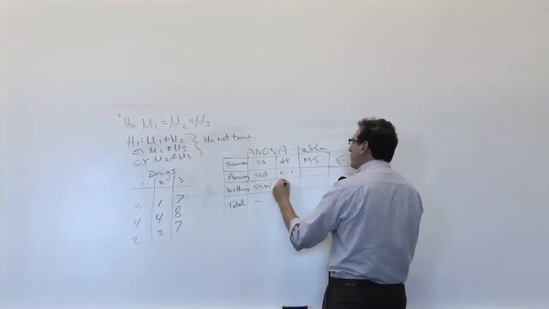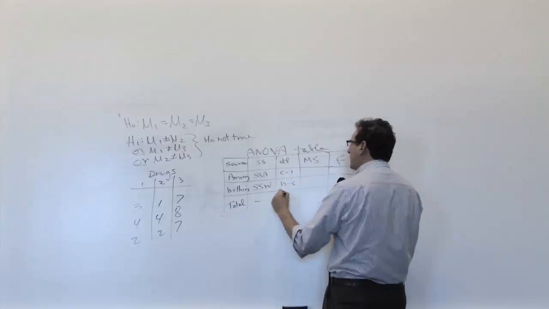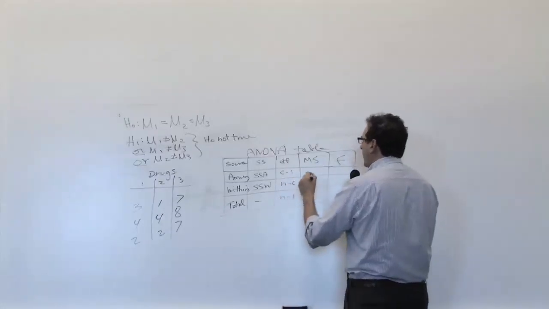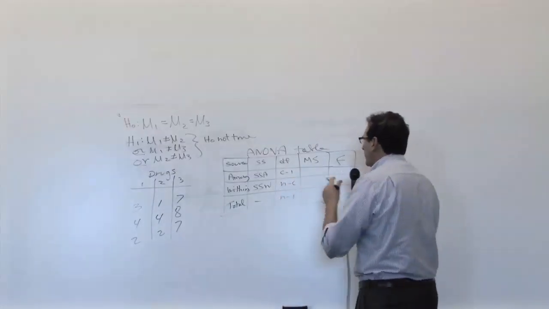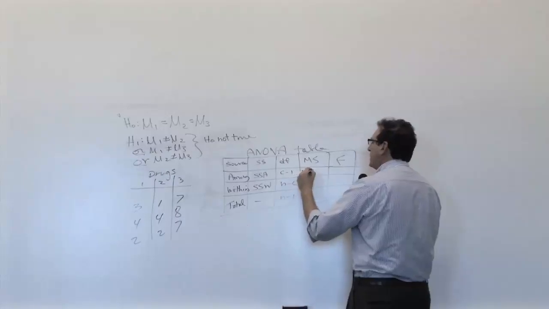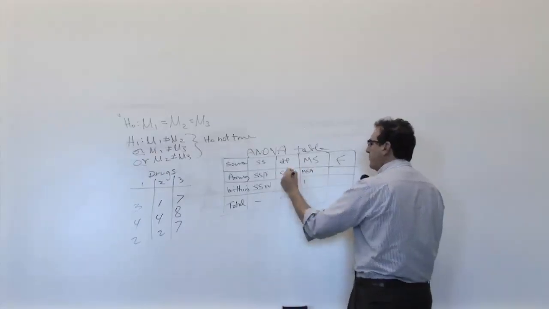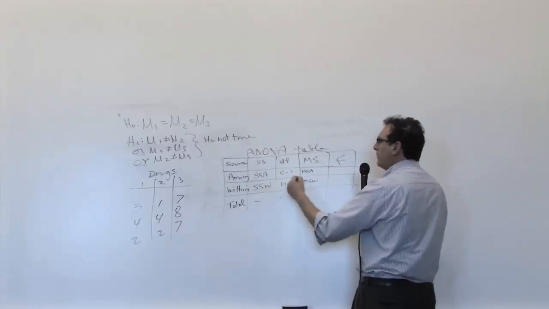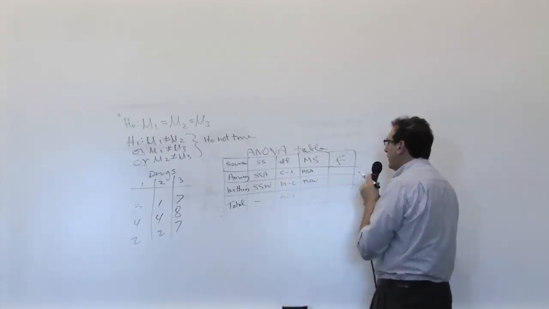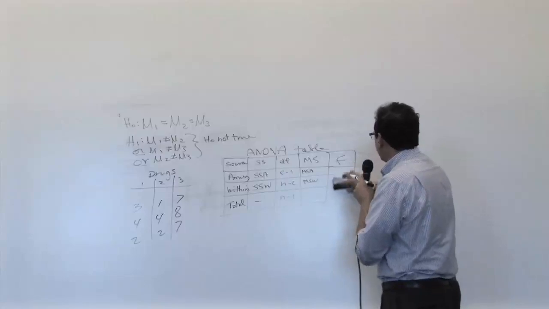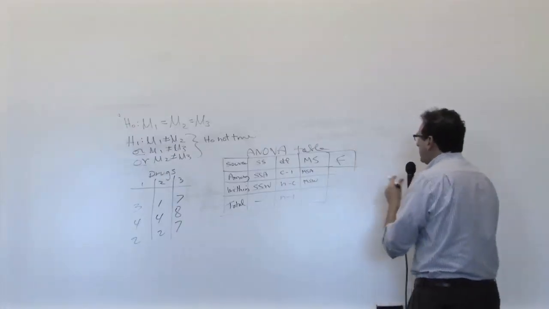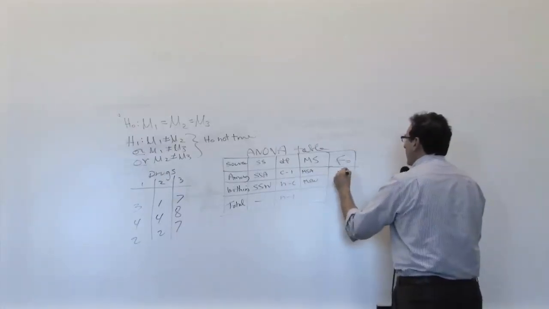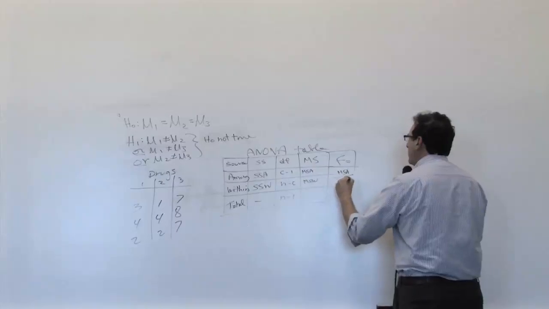This was C minus 1. This was N minus C. This is N minus 1. This was equal to something called the MSA, which was this divided by that, and the MSW, which was the second column divided by its degrees of freedom. And finally, the F is equal to the MSA divided by the MSW.